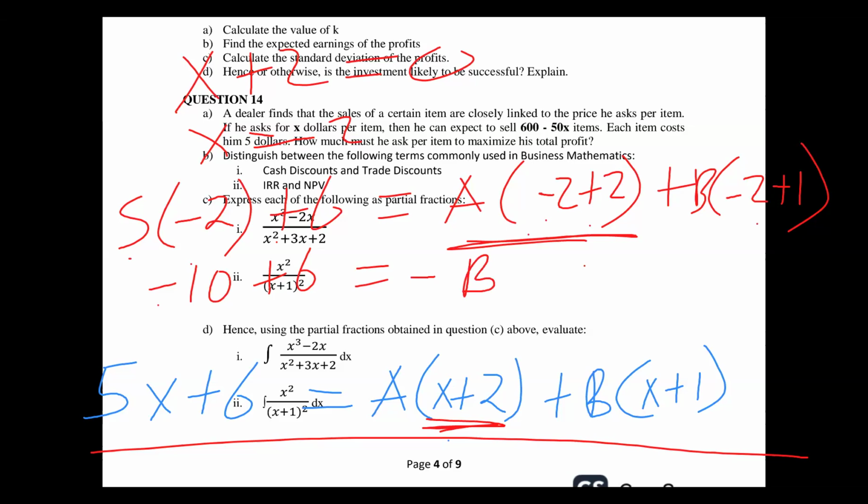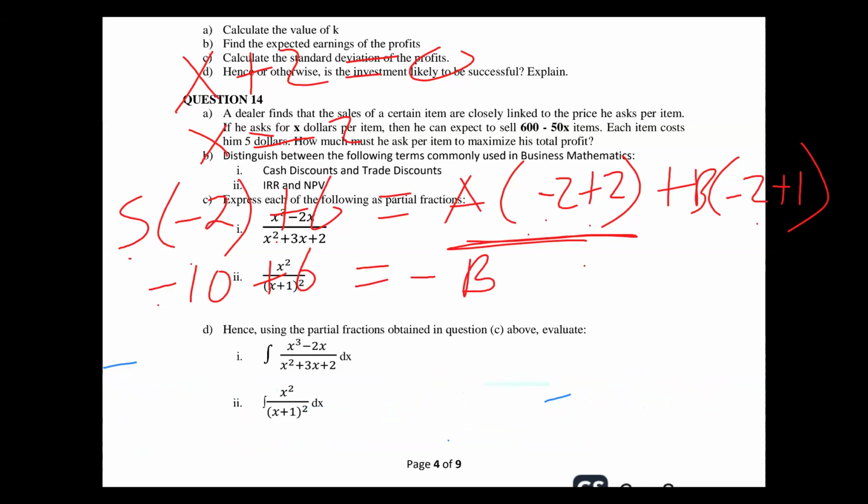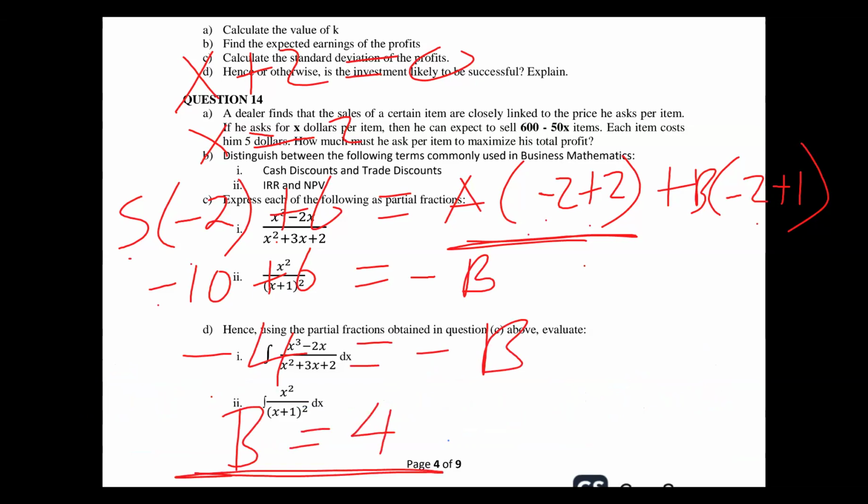So that you can have -10 plus 6, giving us what? What is -10 plus 6? -4. -4 equals -B. So we want the value of B, just divide throughout by -1 so that B can equal 4. Is that clear? So the value of B is equal to 4.